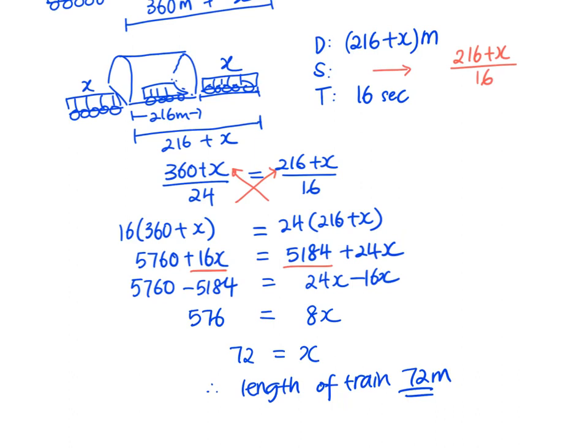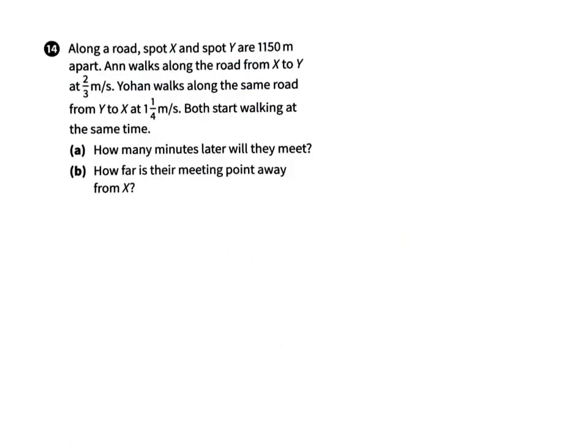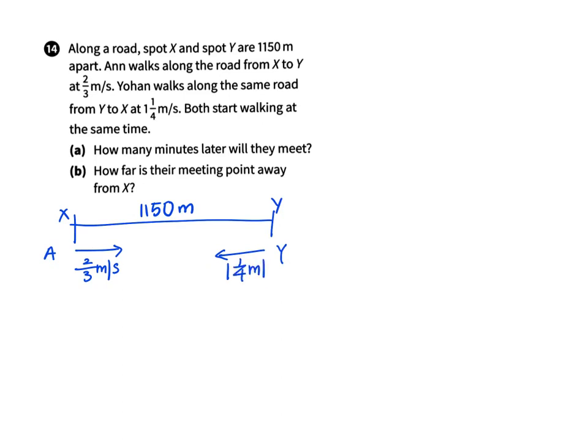Now we move on to the next question. Question 14. Along a road, spots X and Y are 1,150 meters apart. So I will have one particular long road. This one X and Y. So this is 1150 meters apart. N walks along the road from X to Y. So this is N at a speed of 2/3 meters per second. Johann walks along the same road from Y to X. So Johann is over here. He walks along the same road from Y to X at 1¼ meters per second.